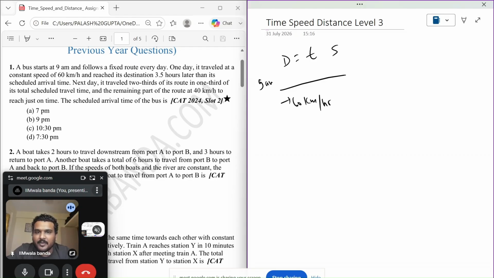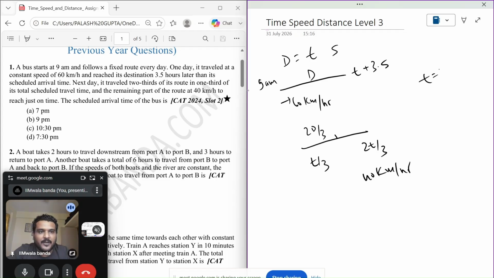So it starts at 9 a.m., ends at we don't know when, but it took 3.5 hours more than the scheduled arrival time. Next day, it traveled two-third of its route. So this is d. Let's say 2d by 3, two-third of its route in one-third of its scheduled arrival time, so t by 3, and the remaining part at 40 kilometers per hour to reach just in time. So it will take 2t by 3 for the remaining part, the scheduled arrival time. We have to find out t.